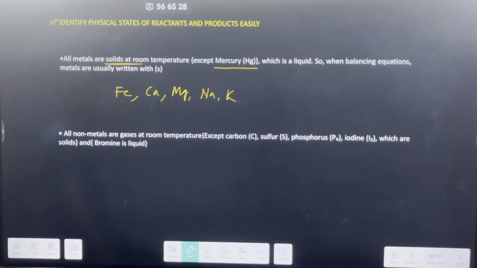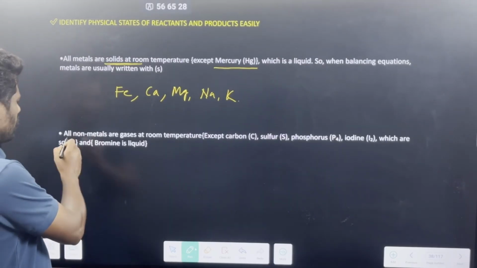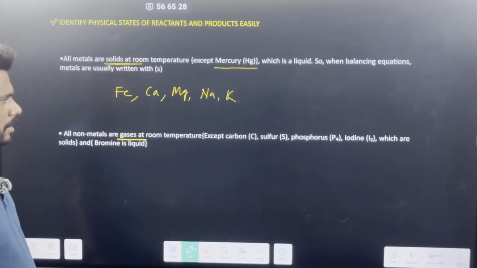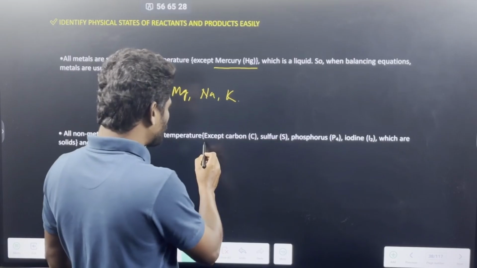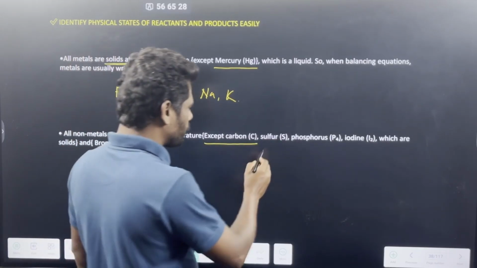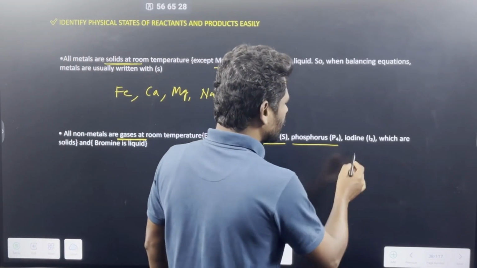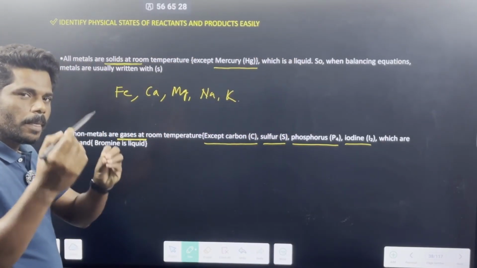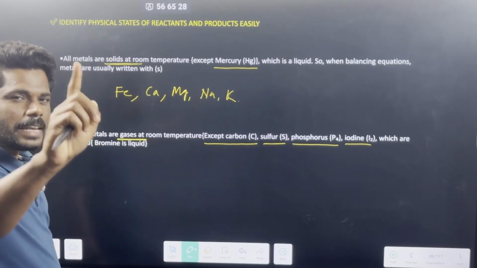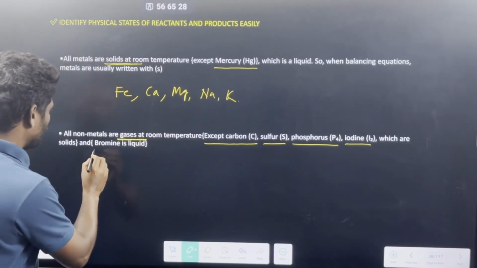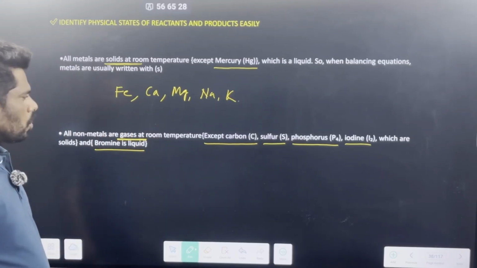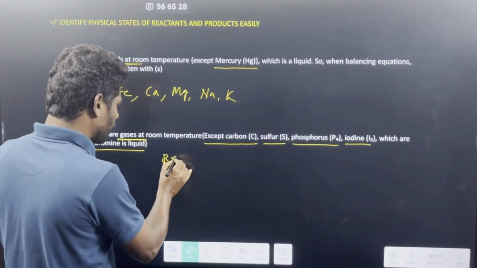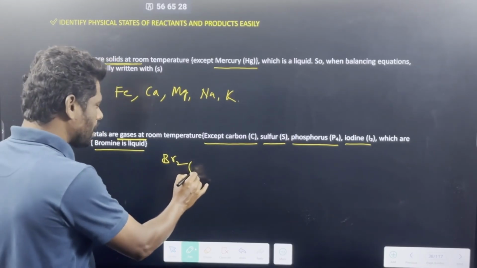Now coming to non-metals, all non-metals are gases. But what's the difference? See, exceptions are there. Carbon is solid, sulfur, phosphorus, iodine. These are the solids. Remaining all non-metals are gases. And of course, there is a liquid non-metal as well, that is bromine. So if you see individual bromine in this way, then it must be a liquid.